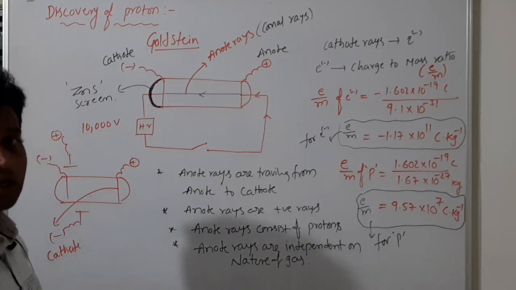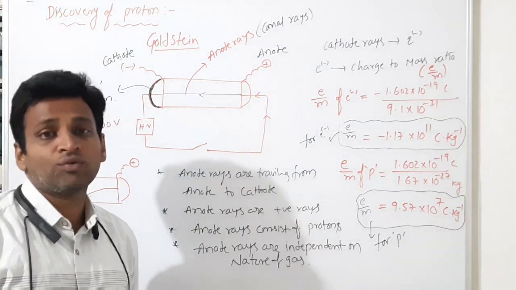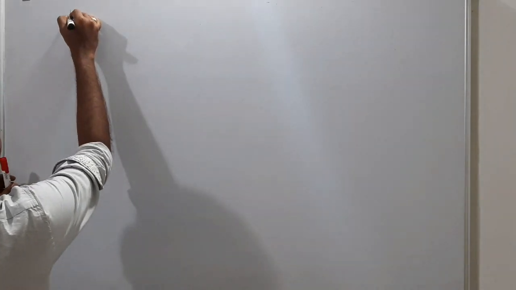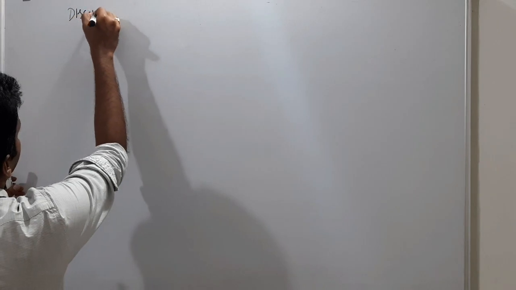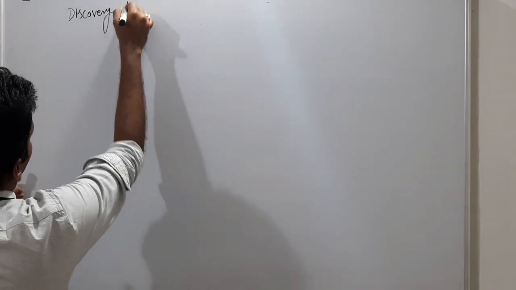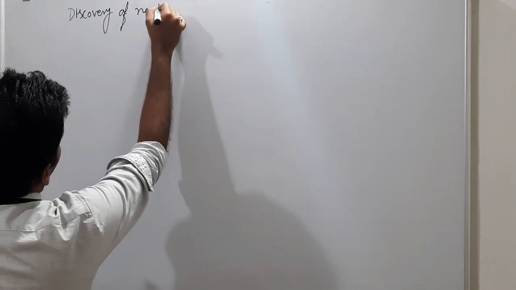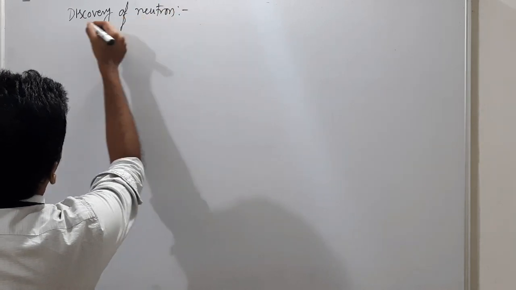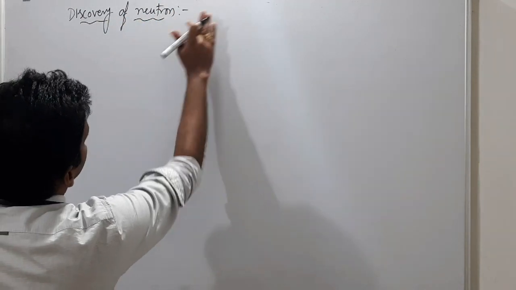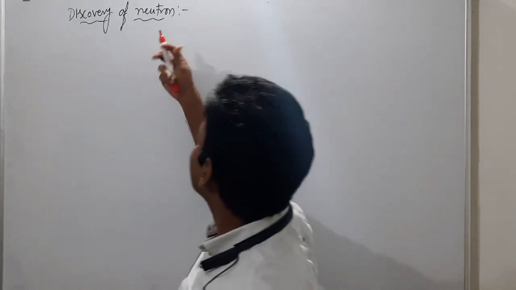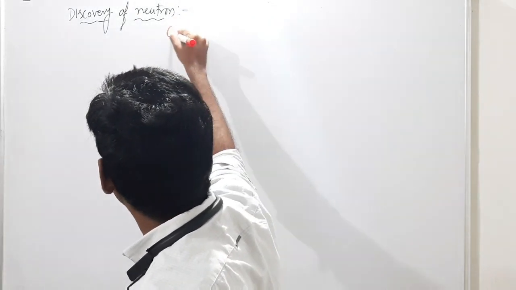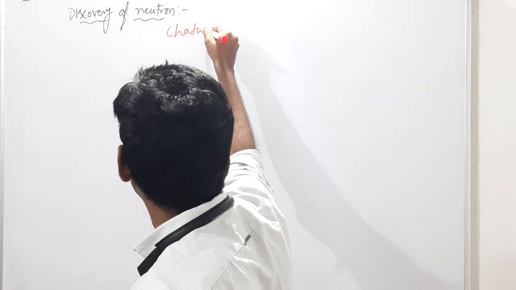Okay, so now I'll go to the discovery of the neutron. Who discovered the neutron? The neutron was discovered by James Chadwick.